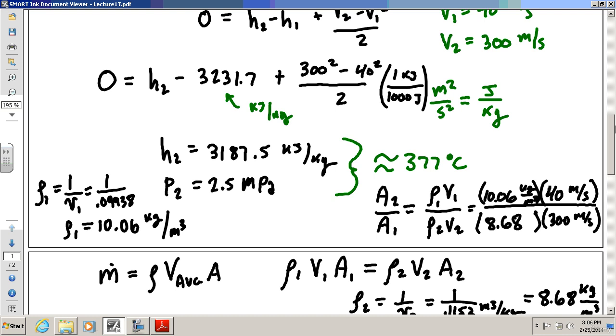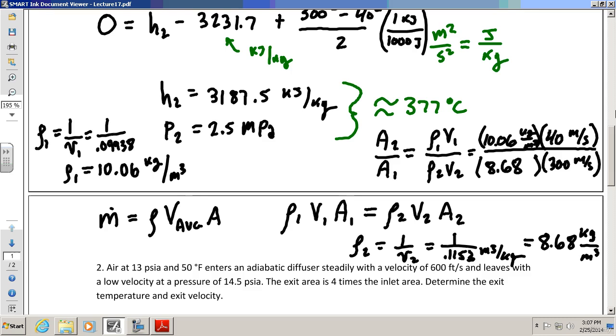So A2 over A1 is 0.1546, but the answer is really the reciprocal of that. So the actual answer, A1 over A2, is about 6.47. So my mistake on that. I was actually solving for the reciprocal, but you can just figure that out. Okay?